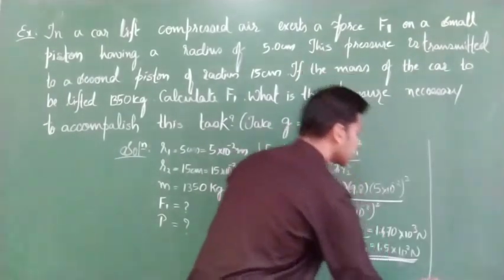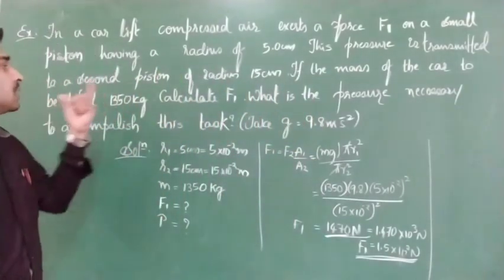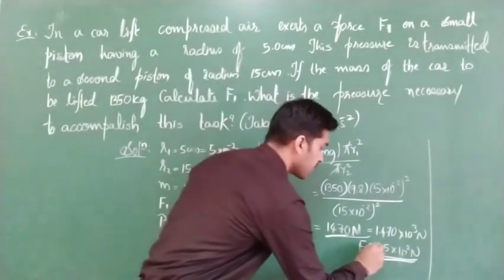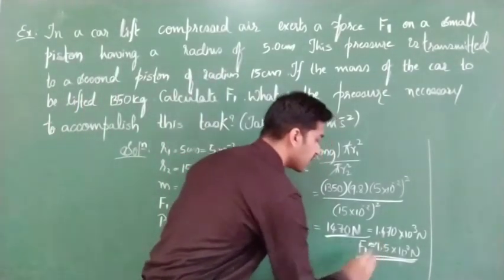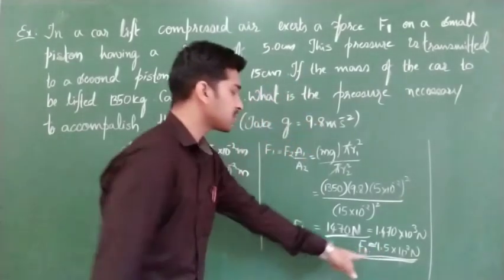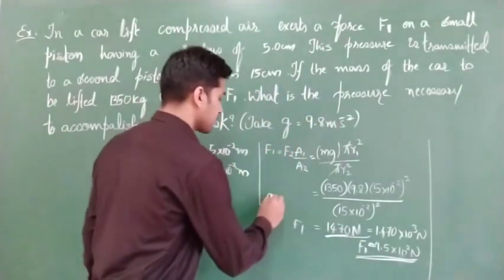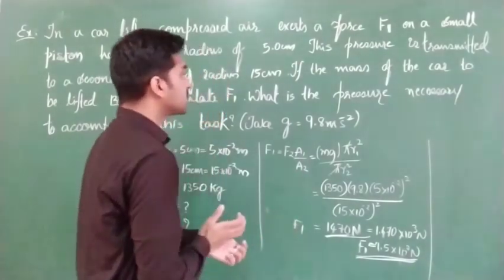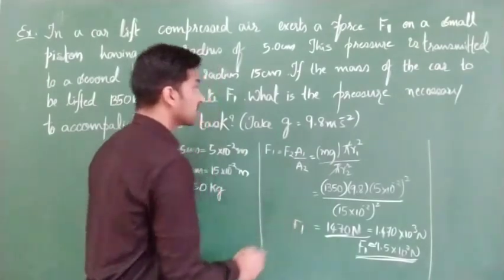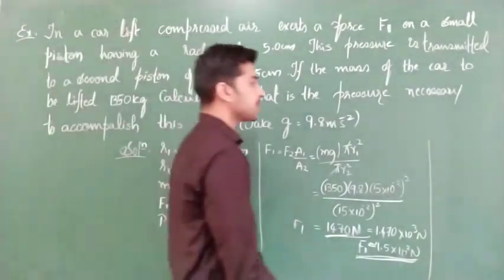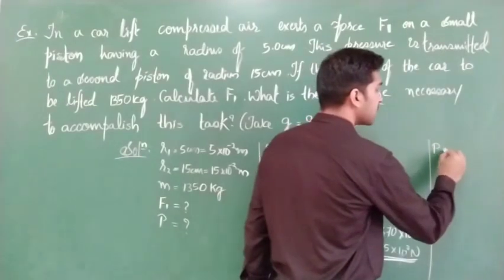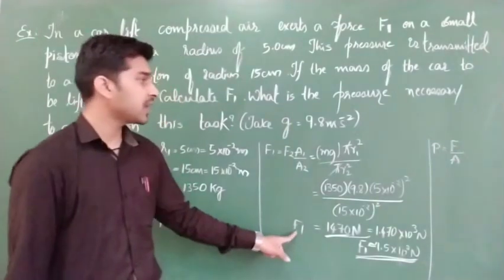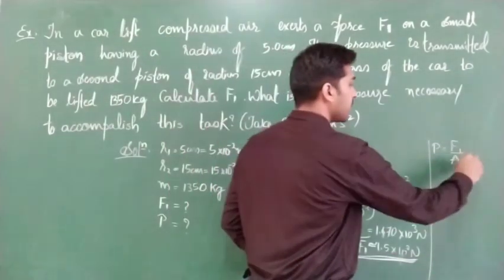Okay. Next, they are asking to calculate F1. F1 we got is almost equal to 1.5, approximately equal to, not accurately. Approximately equal to 1.5. Clear? So next, what they are asking is, what is the pressure necessary? So what is our pressure? The formula: P is nothing but F by A. So from F1 they are asking us pressure, so this will be F1 by A1.